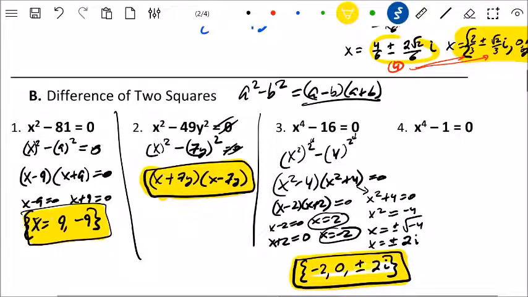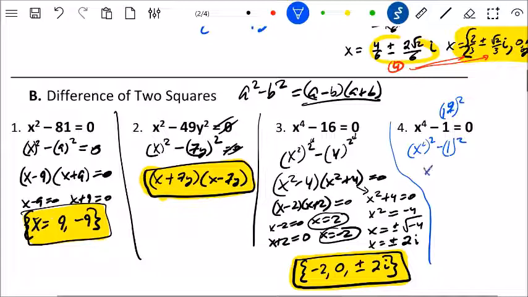Okay. Now, the last one. It's the same idea as the first one. So we want to see this as 1 to the 4th power, or 1 squared being squared. So anyway, I can do this as x squared squared, minus 1 squared. So we have x squared minus 1 and x squared plus 1 equals 0. I need to keep that for each of them.